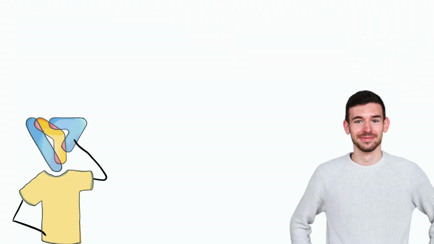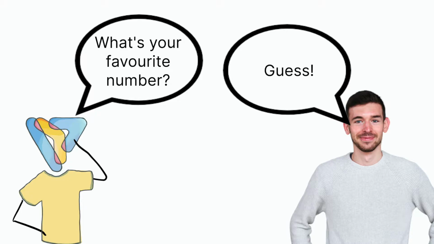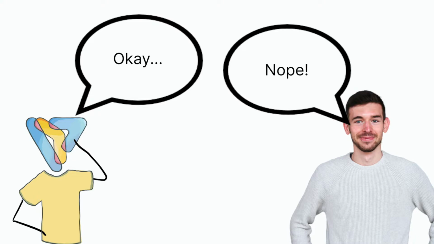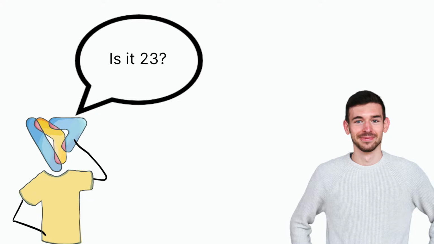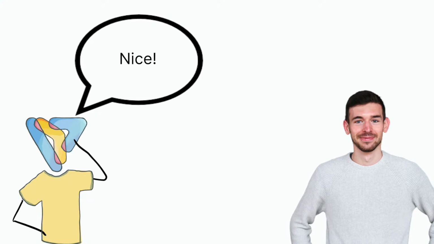So imagine that you want to guess what my favorite number is. And the only information that I'm going to give you is that it's an integer between 1 and 100. A possible strategy is to ask me for possible solutions. Hey, is the number 2? And I will say no. Okay, is the number 10? No. And is the number 23? Perfect. So in that case, we needed 3 questions.